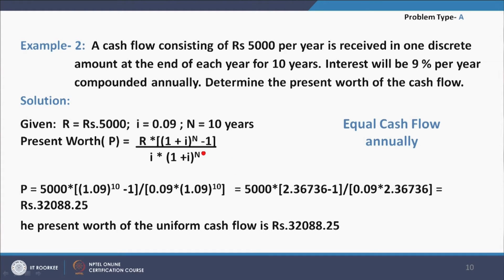When you put values into this formula, R is 5000, 1 plus I is 1.09 to the power 10 because it is for 10 years, divided by I which is 0.09 and 1 plus I which is 1.09 to the power 10. This comes out to be 32,088.25. That means the present worth of the equal cash flow annually for 10 years will be equal to 32,088.25. Let us take another example.